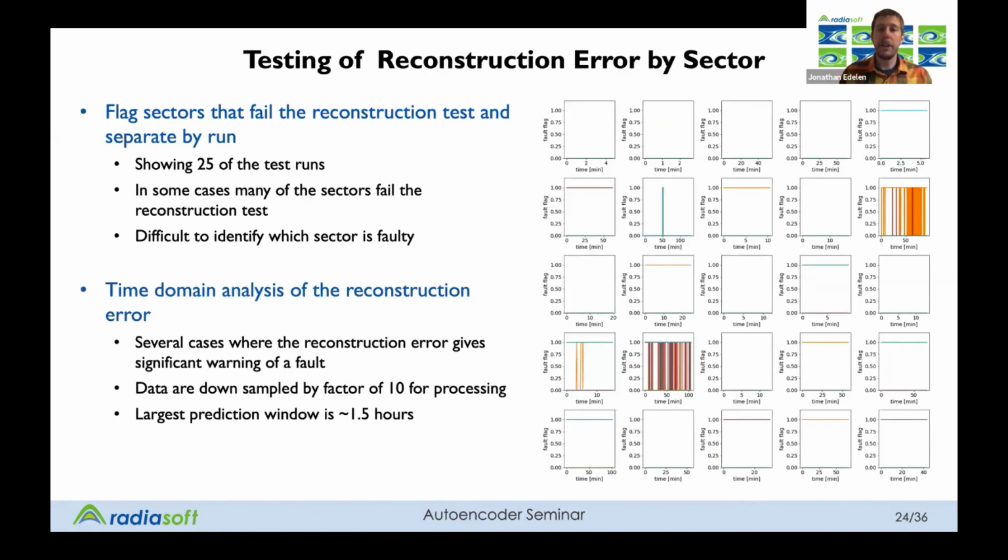And then the other question is, what does it look like in time domain? So how far in advance of the fault do we see this failure of the reconstruction test? And in many cases, you see it the whole time. So for all of the test data, once we start testing it, it's failing the reconstruction test, which means that there's indicators, hours before the fault occurs, that a fault is going to occur, and those indicators are detected by the autoencoder. The longest prediction window that we have is about an hour and a half, a little more. So we can't say anything more than that.